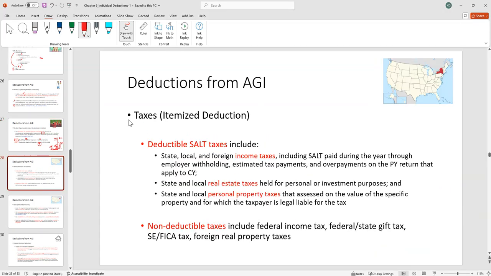Next, we're going to move to T for taxes, right? So when we talk about taxes, this is generally going to be state and local as well as foreign. We're talking about income taxes, real estate taxes, and personal property taxes. You add all of these up. Non-deductible taxes would be federal income tax, federal estate and gift tax, FICA, and foreign real property taxes. Typically you think of what you make and what you pay on your house. That's the most common.